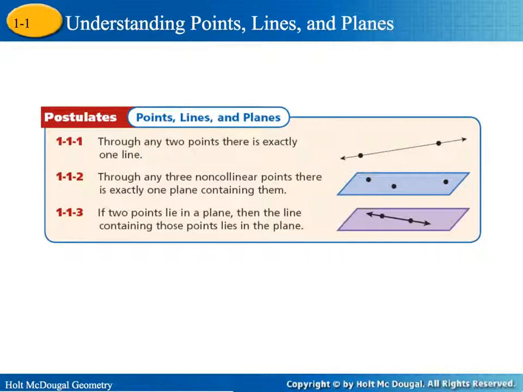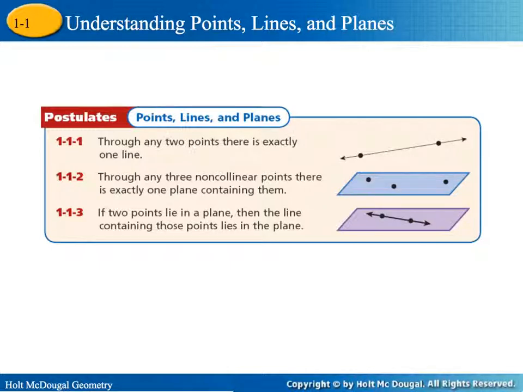So 1-1-2, through any 3 non-collinear points, there's exactly one plane containing them. So between these 3 points, this blue plane contains all 3 points. So that's just saying you draw 3 dots on your paper. Those 3 dots are in a plane. Your paper can be seen as that plane.